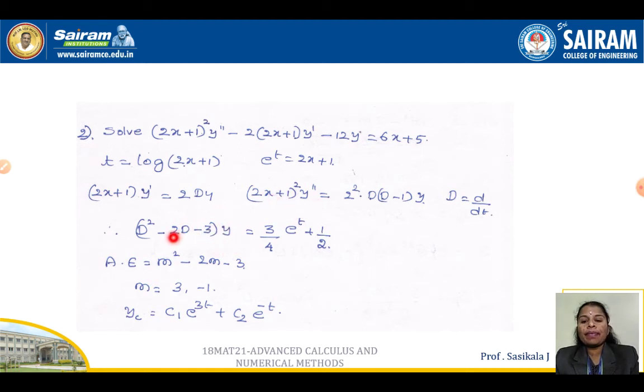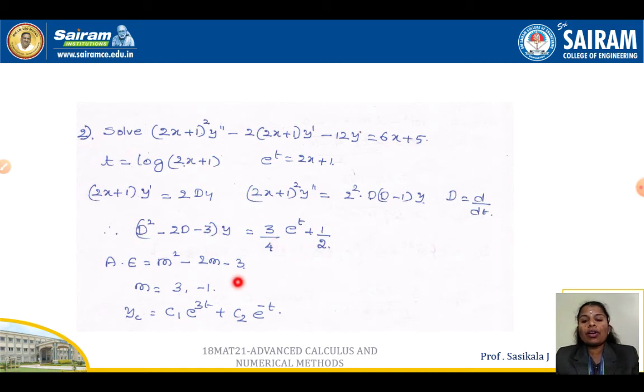You will get D squared minus 2D minus 3 into y is equal to 3 by 4 e power t. So what is that? Here you have the term 6x plus 5. Okay. So what you have to do? You can replace e power t only by 2x plus 1. So in this term I am able to write the 2x plus 1 term. You can simplify only that to be replaced by e power t. The remaining term you can write as it is. So this 4 here, on the left side I have taken as a 4.